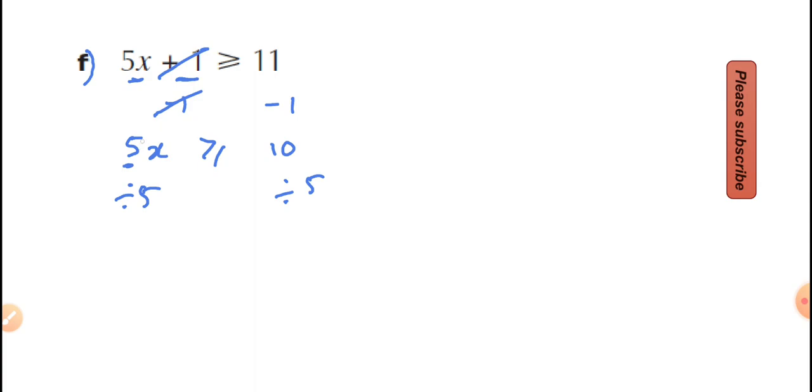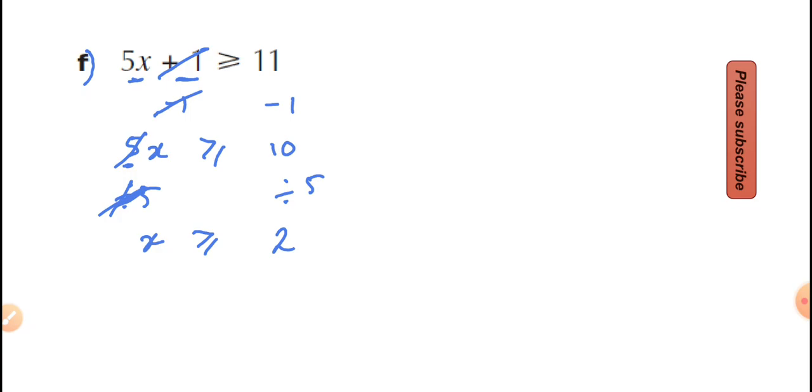So now on the left hand side, the times 5 and the divide 5 cancel out, leaving us with just x. And on the right hand side, 10 divided by 5 is just 2, and then we just copy the sign down. And that is the answer. x has to be equal to or greater than 2.